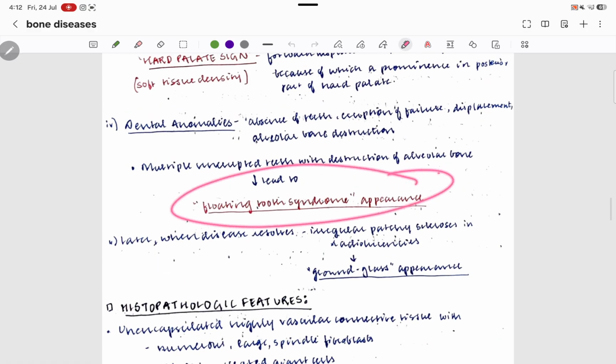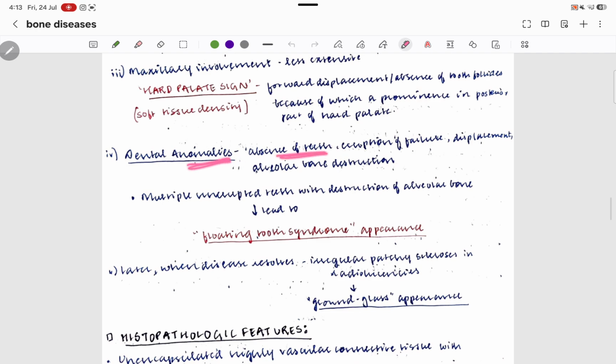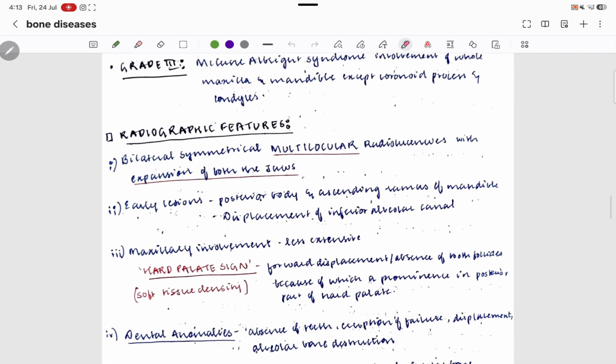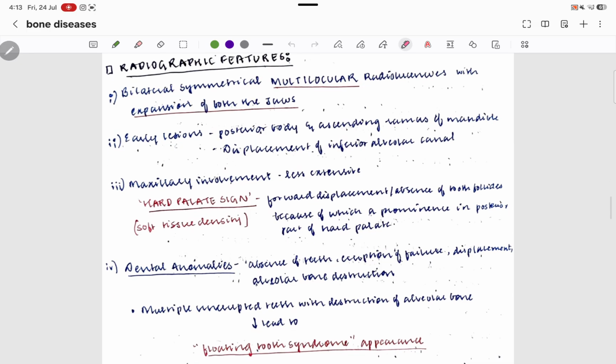What is floating tooth appearance? When there is dental anomaly and absence. So basically when we see in a radiograph, what we first see is multilocular radiolucencies in both jaws. With expansion we can't really see it, but we can see the movement of the cortical plates, like the expansion of the boundaries of the cortical plates.